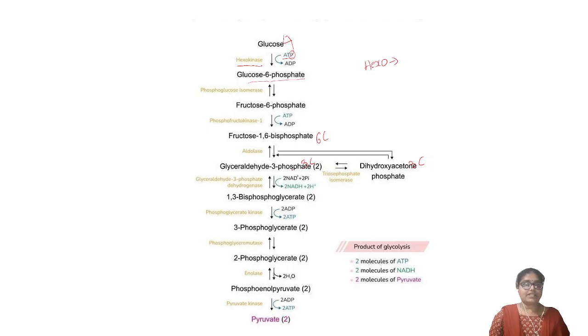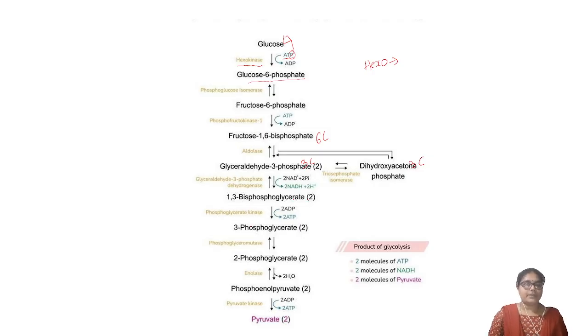Glyceraldehyde 3-phosphate is converted to 1,3-bisphosphoglycerate. It is a dehydrogenation reaction and addition of a phosphate group. To glyceraldehyde 3-phosphate, one phosphate group is attached and hydrogen is given to NAD to form NADH. For each G3P molecule, one NADH is formed. Since 2 G3P are present, 2 NADH are formed.